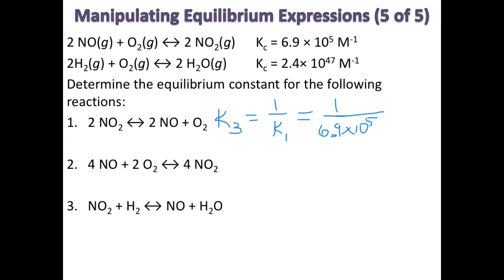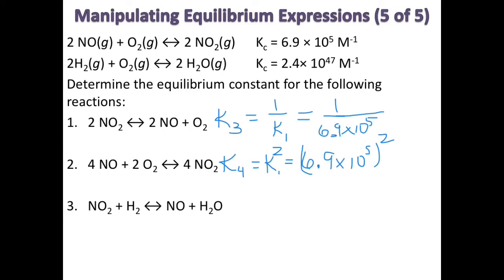In this next one, we have 4NO plus 2O2 makes 4NO2. Again, that's reaction number 1, but this time it's doubled. So we'll say here K4 equals K1 squared. So that equals 6.9 times 10 to the 5th squared. And again, I'll let you do that calculation.